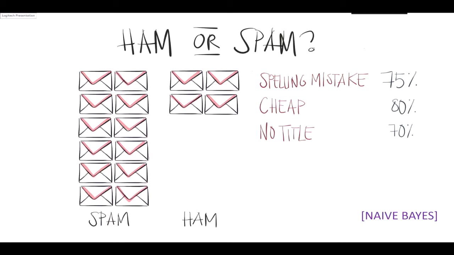And then you go through other things like, does it contain the word sheep? Does it not have a title? Is it from certain countries? Or does it tell you that you're going to win $40 million? That kind of stuff. And then you combine these together and you figure out a probability that this is spam or not spam. And that is called naive Bayes.